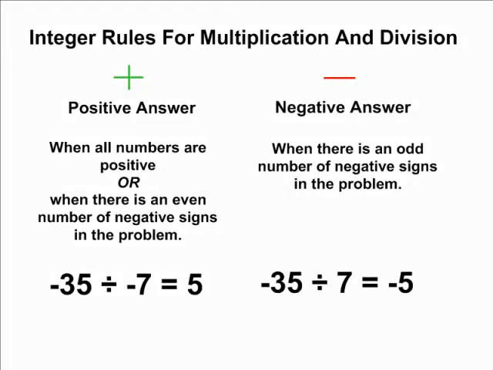And taking a look at this second example, we have a negative number divided by a positive number, which will always give us an answer that is negative. Because there is only one negative in our problem and that is an odd number, we know, according to the rule, that our answer is going to be negative.